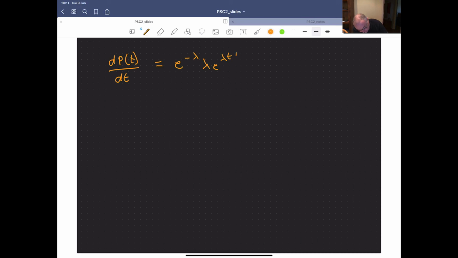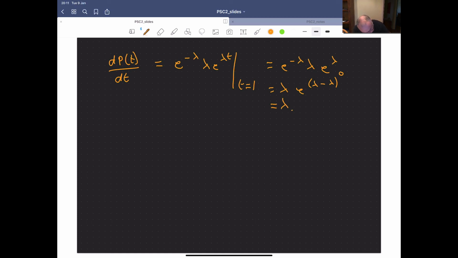Now we will set t equals 1. So I get e to the minus lambda, lambda, e to the lambda. And remember, this is going to be lambda e to the lambda minus lambda, because when you multiply, you add the superscripts. So that is basically e to the 0, and e to the 0 is 1, so we get lambda.